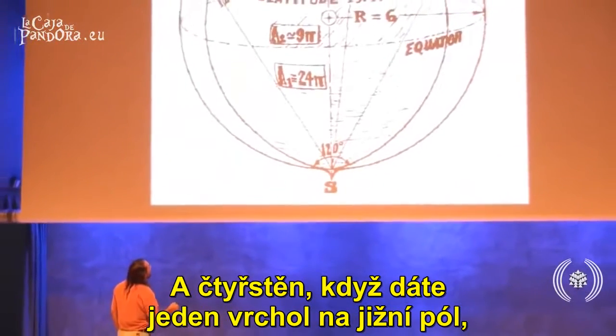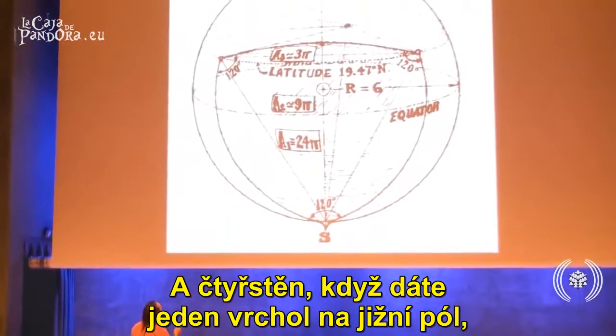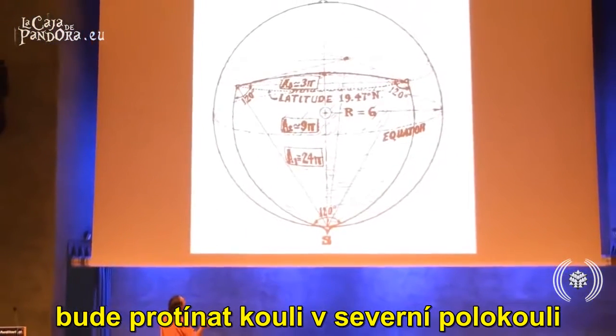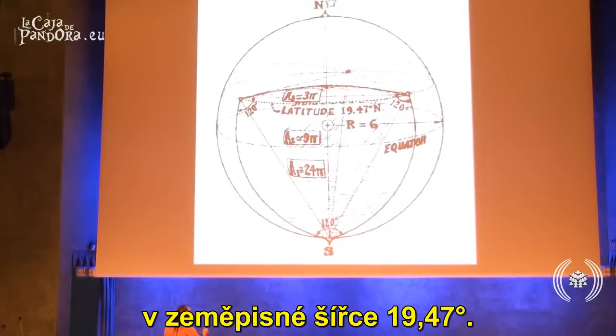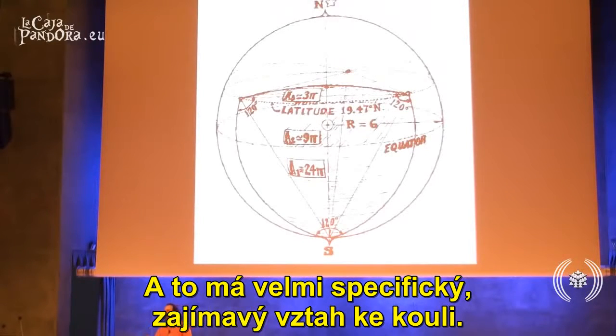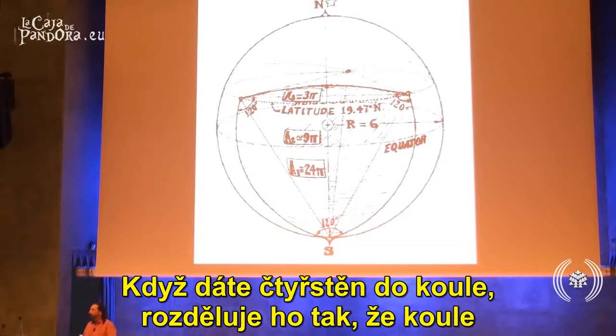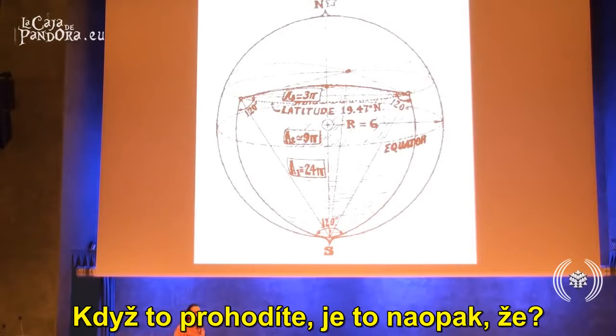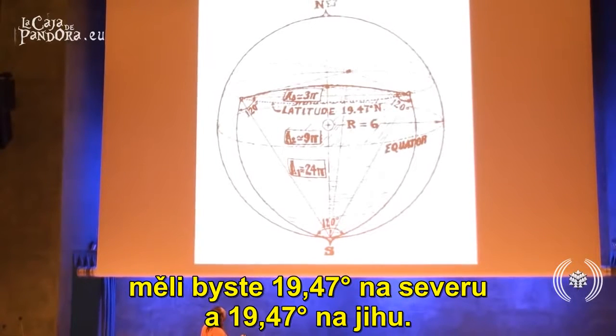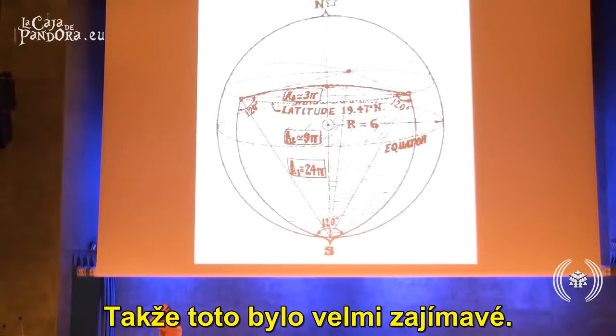And the tetrahedron, if you put one point on the South Pole, for instance, will intersect the sphere on the northern hemisphere at 19.47 latitude. And it has a very specific, very interesting relationship to the sphere. If you put a tetrahedron inside the sphere, it divides it so that the sphere has 2/3 on the bottom and 1/3 on top. If you flip it around, it's the other way around, right? So if there's two tetrahedrons, you would have 19.47 north and 19.47 south. So this was very interesting.